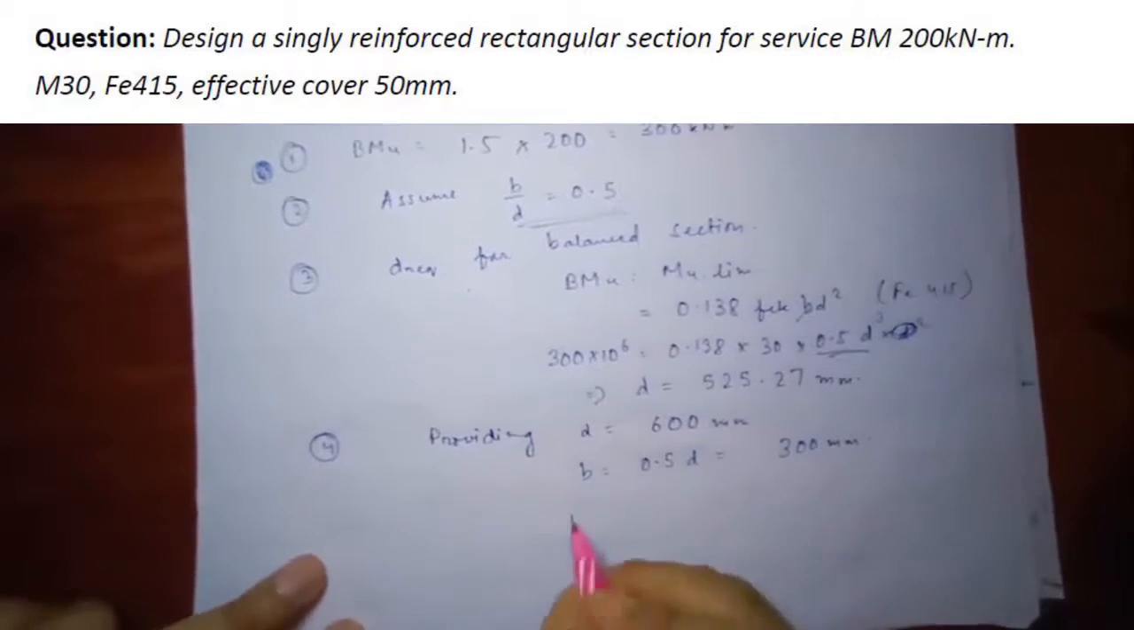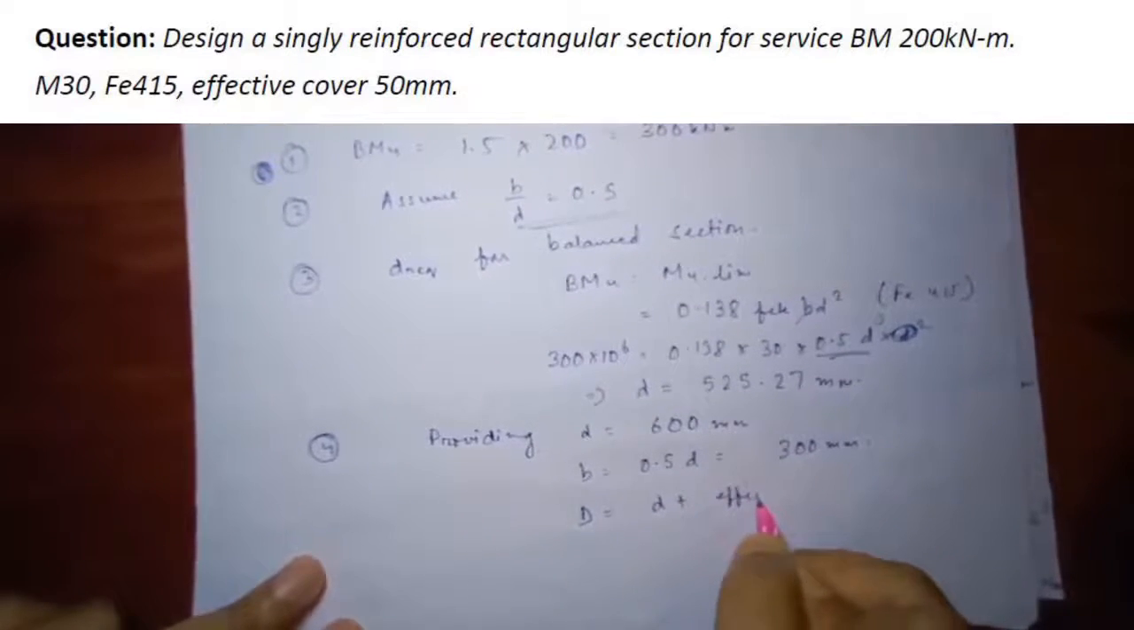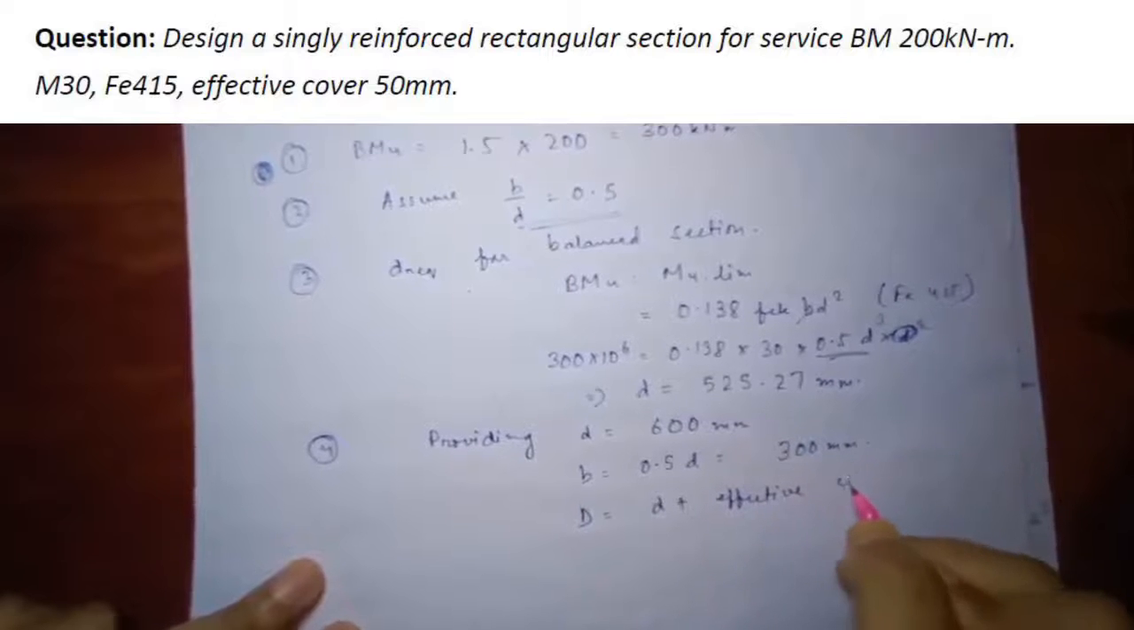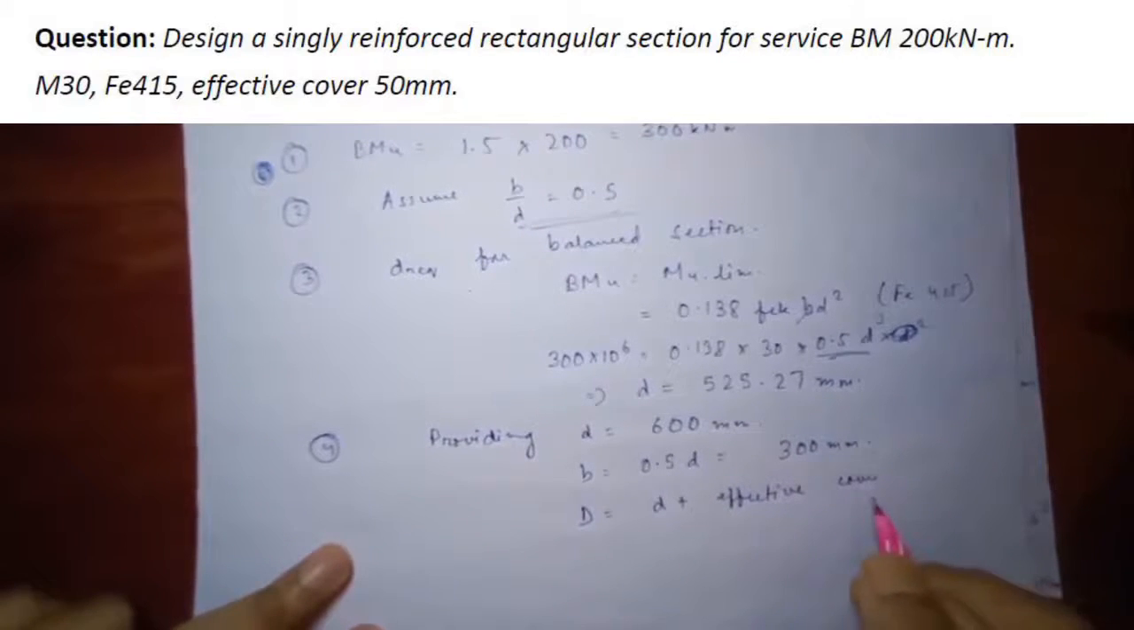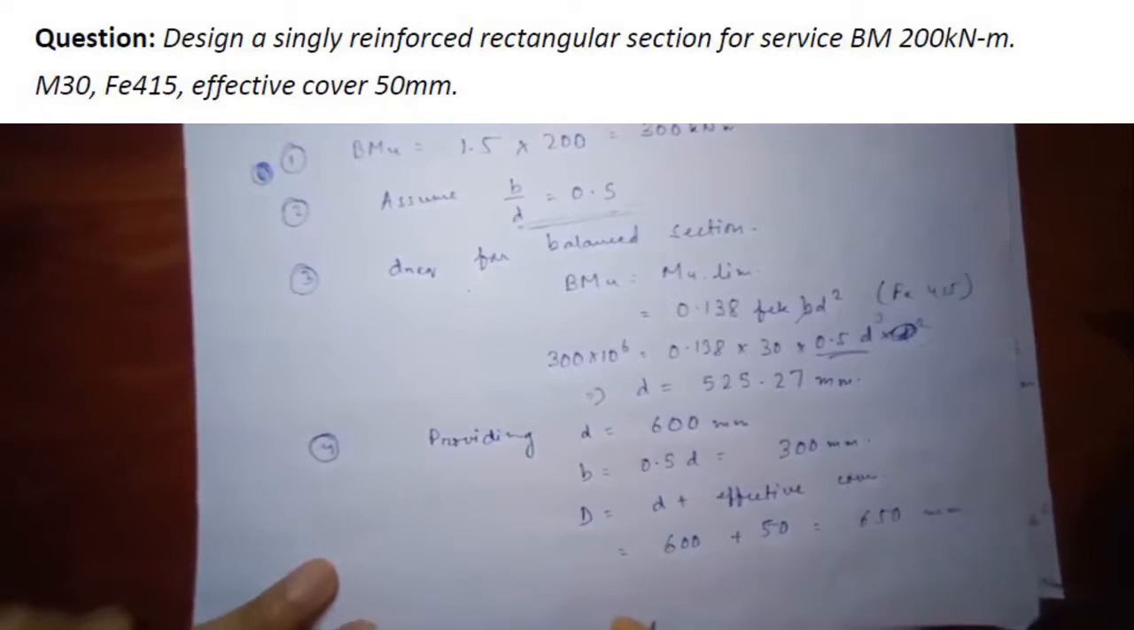Next, capital D is given by D plus our effective cover. So it is 600 plus effective cover, which in the question is given as 50 mm. So it is 650 mm. This is our capital D. So capital D is 650 mm.